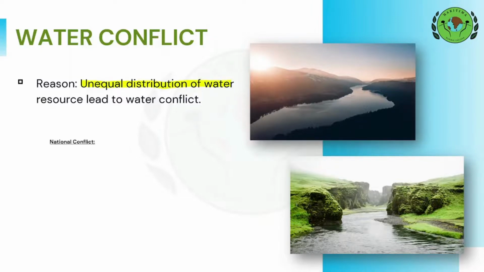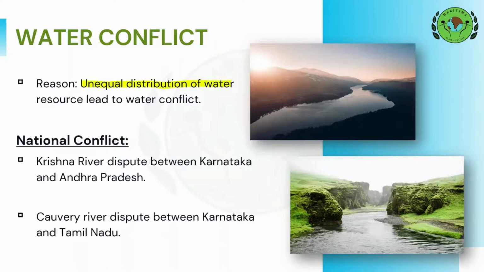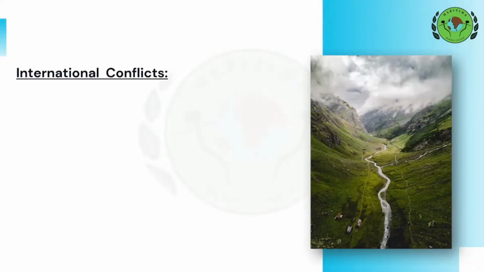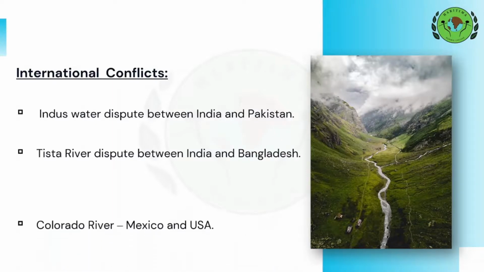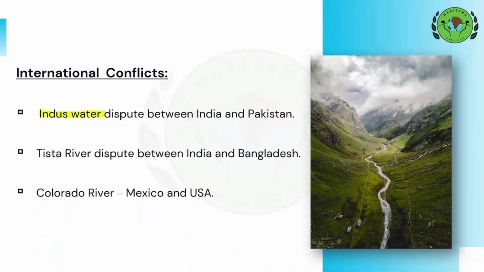Some of the major national conflicts that have been persistent in India for years are the Krishna River dispute between Karnataka and Andhra Pradesh, and the Kaveri River dispute between Karnataka and Tamil Nadu. Some of the major international conflicts are the Indus River dispute between India and Pakistan, the Teesta River dispute between India and Bangladesh, and the Colorado River dispute between Mexico and USA.